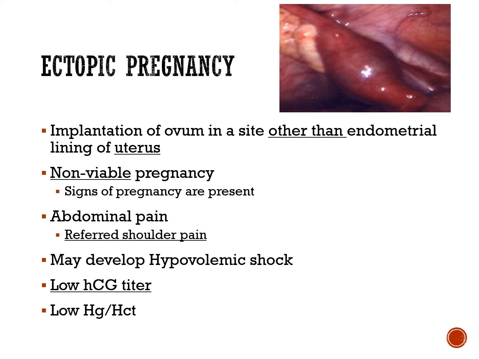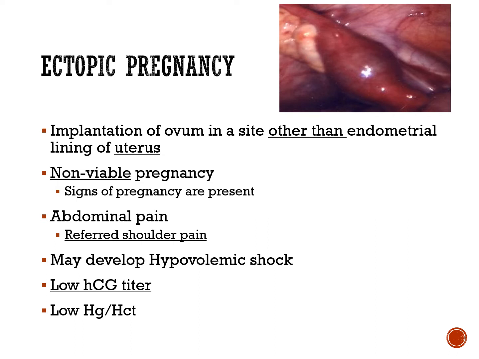Sometimes when you go in to do a vaginal exam, they're going to experience pain with that. There are some other causes of abdominal pain that can occur in pregnancy. They can still have an ovarian cyst occur, appendicitis, ovarian torsion, or even a UTI.